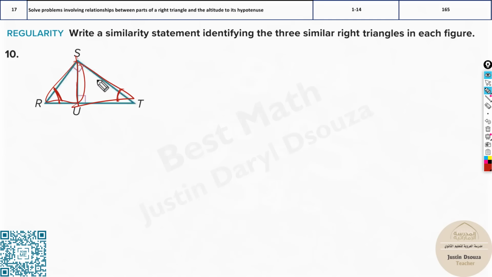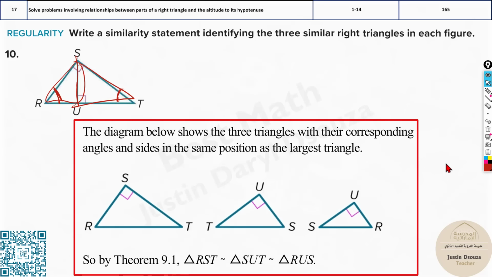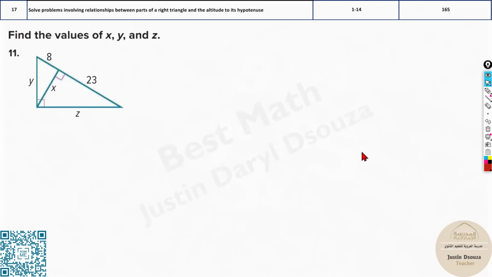Angles are equal here. If two angles are equal, and each has a 90 degree angle, then they are similar to each other. So again, this is the same thing. Now, what about this one here? We need to find the value of x, y, z.